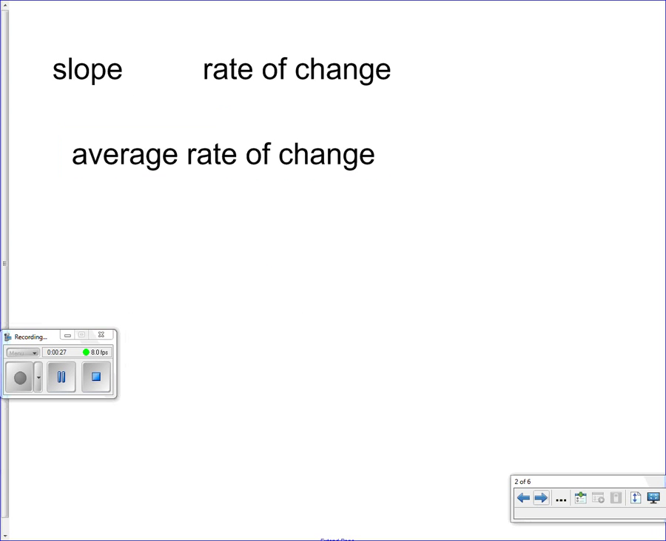So slope, we've talked about, is a rate of change. And so we've talked about, how do we calculate the average rate of change? That's the rate of change between 2 points. Well, we can replace the words rate of change with slope. So the slope between 2 points.